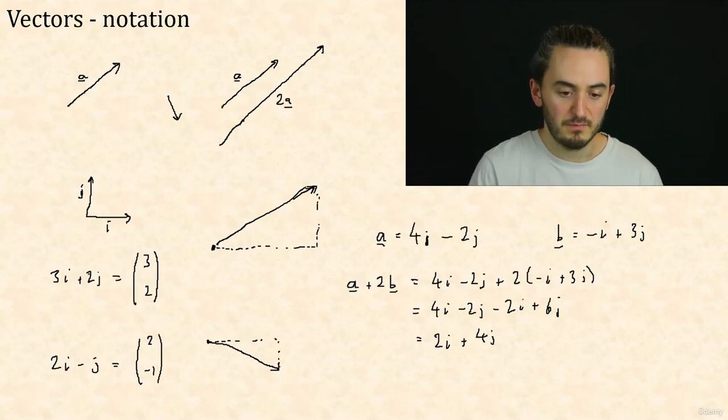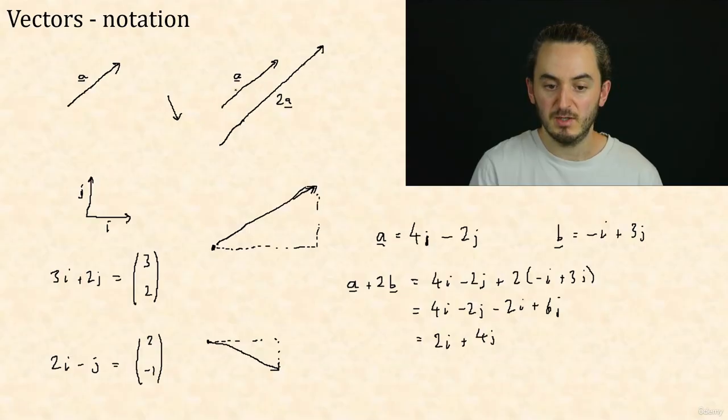So look out for these different styles of notation, and be aware that we sometimes just give them a name. We don't actually know what the underlying i's and j's are, and that's fine too.